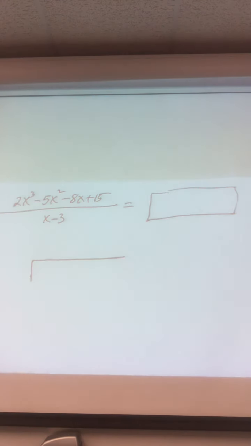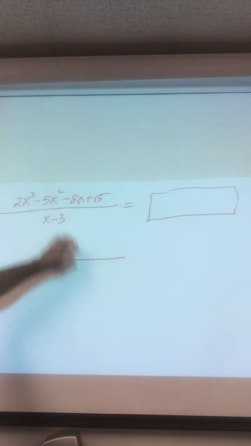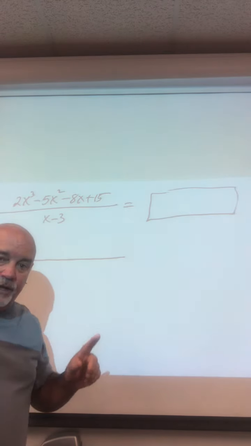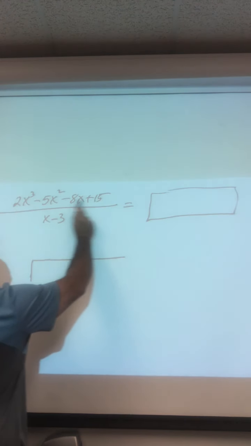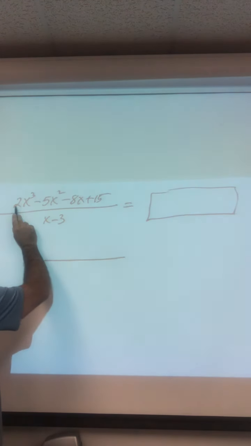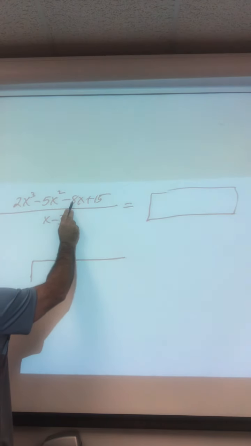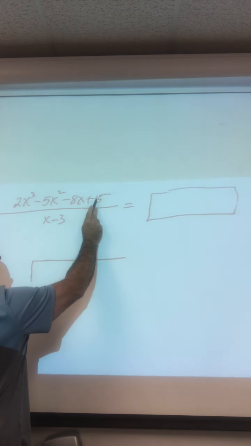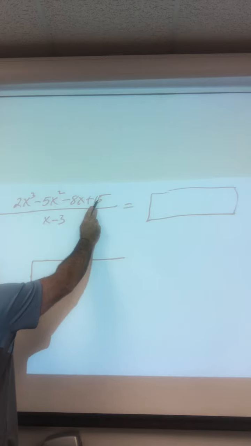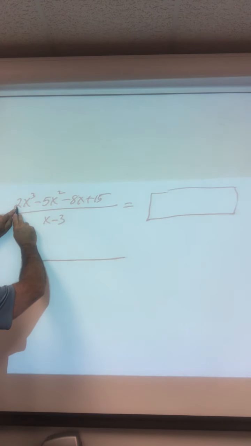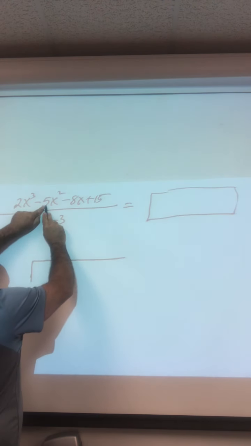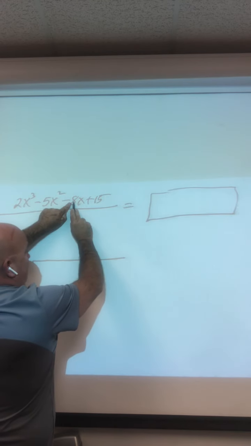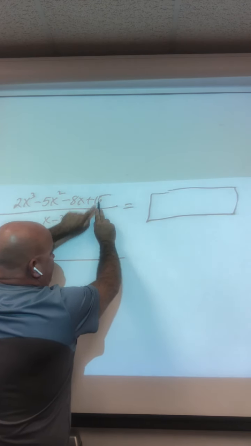All right, so draw the division bar. Now, what goes underneath here? The dividend. But here's what we're going to do. Instead of writing all of this down, we're only going to write the coefficients of every term all the way down to the constant. So the coefficient here is 2, the coefficient here is -5, the coefficient here is -8, and then the constant is 15.